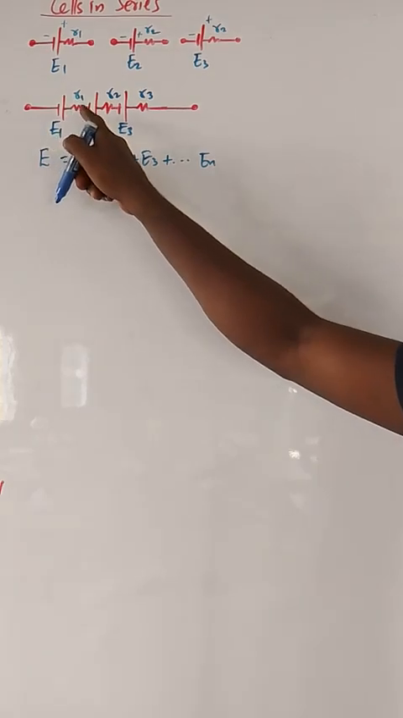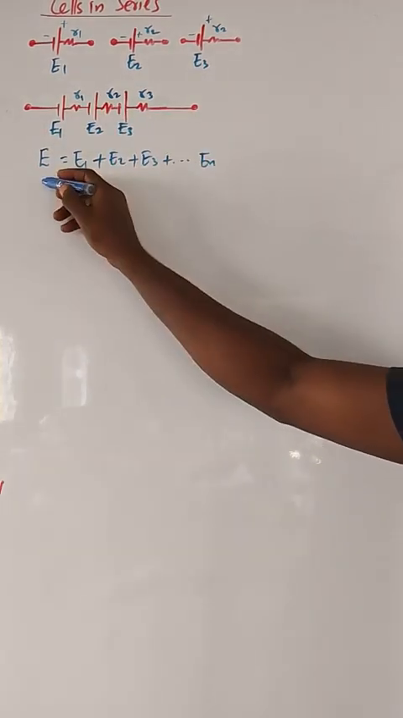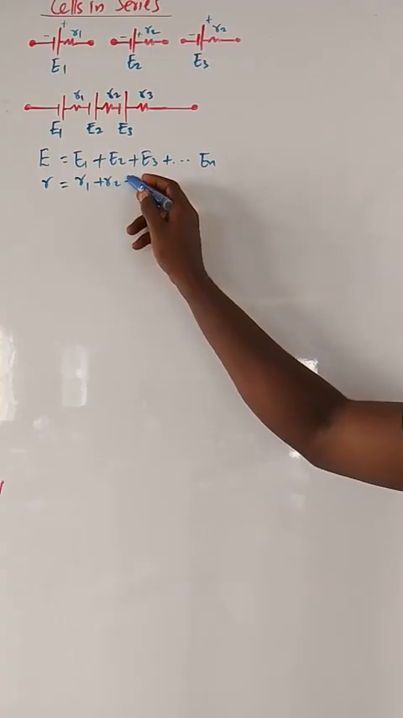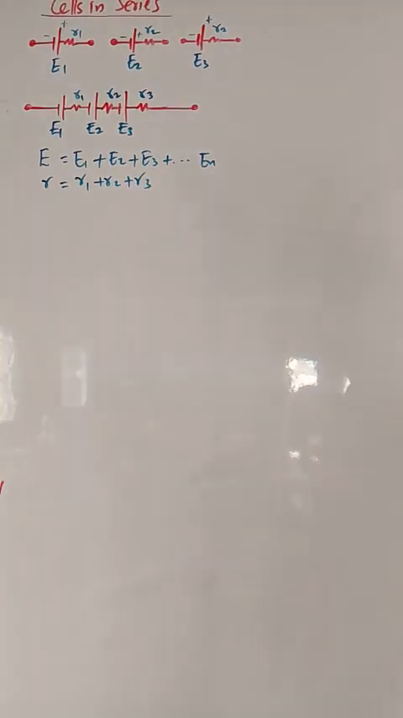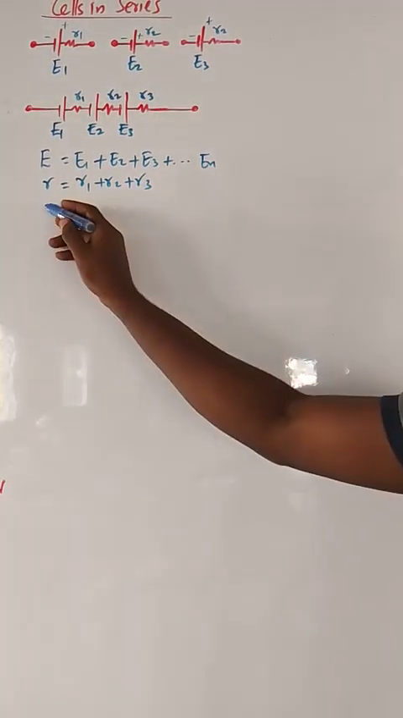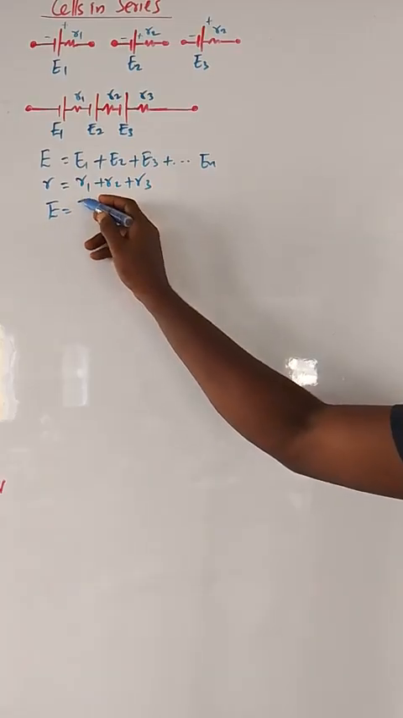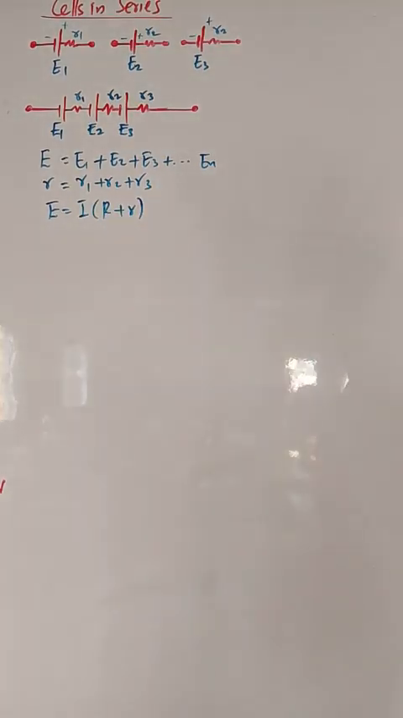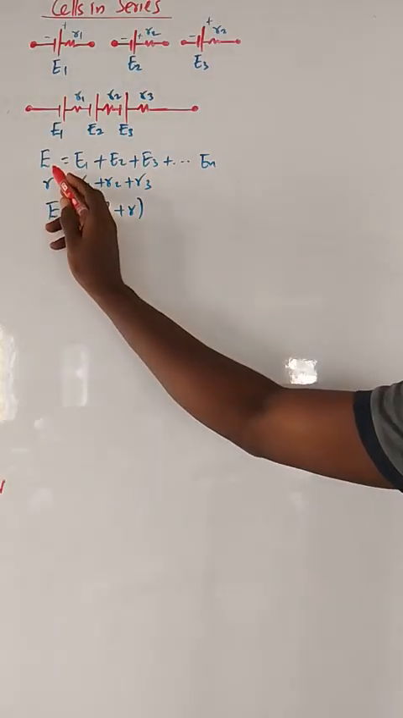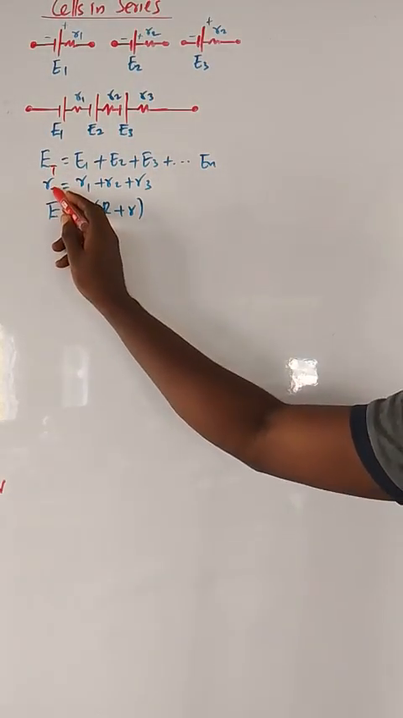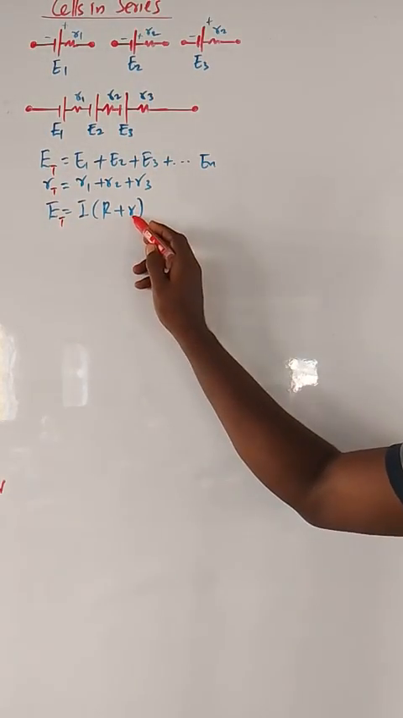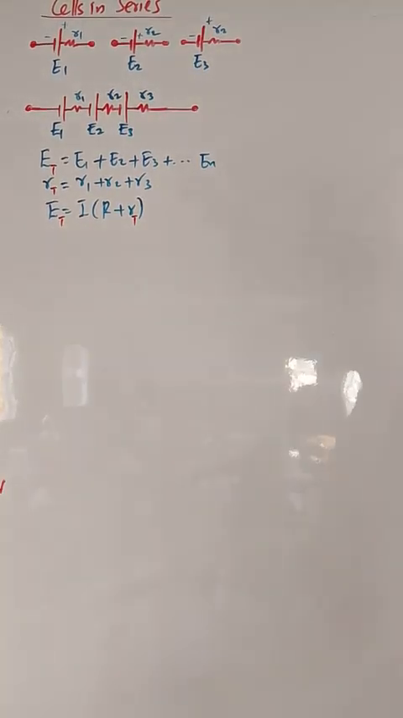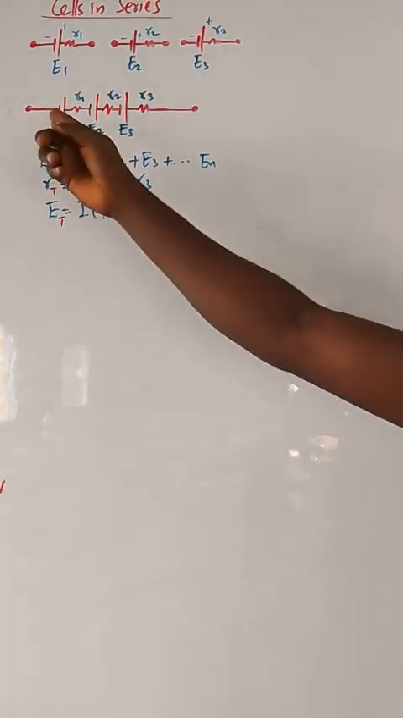Then all their internal resistances are also in series. So total internal resistance r becomes r1 plus r2 plus r3. And this formula still goes: E equals I into R plus r. So this E now becomes total EMF. This r is total internal resistance, while R is total external resistance. That is for cells in series.